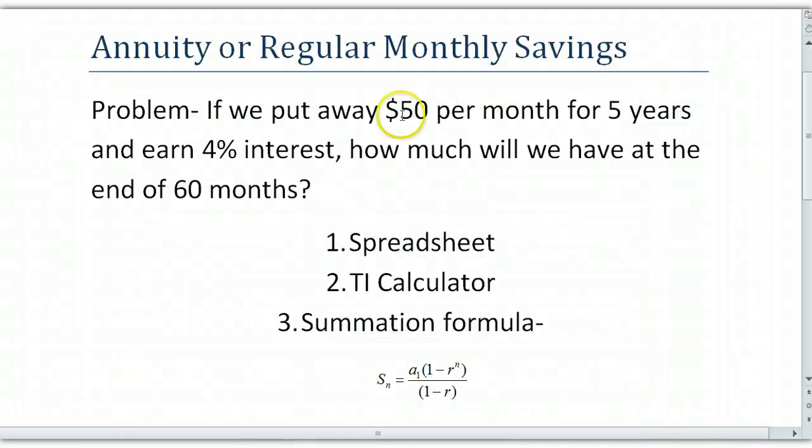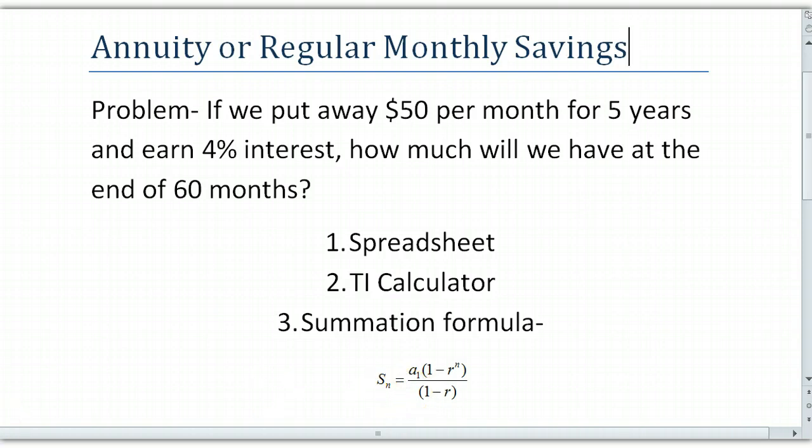Hi, this is dealing with an annuity or regular monthly savings. You could also term it as that. So here's a problem. If we put away $50 per month for 5 years and earn 4% interest, how much will we have at the end of 60 months? So I'm going to do this problem 3 ways. I'm going to use the spreadsheet, I'm going to use the TI calculator, and then I'm going to use the summation formula for geometric. And we'll show you why it's geometric.